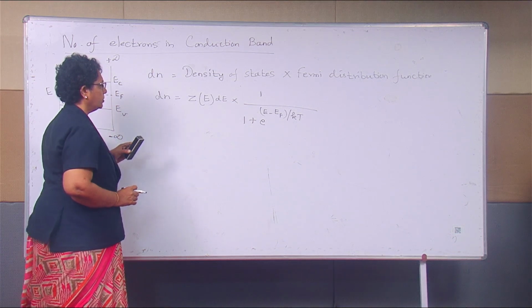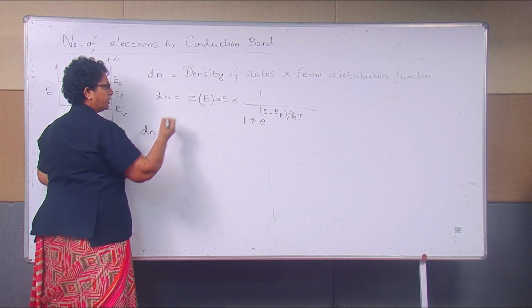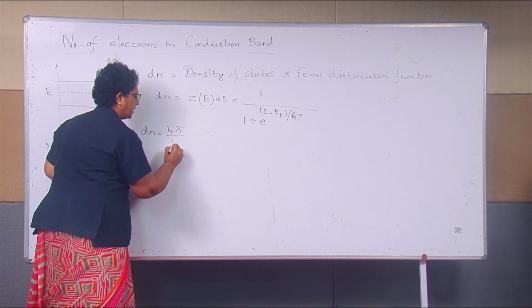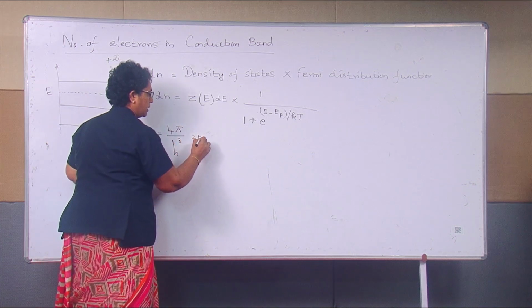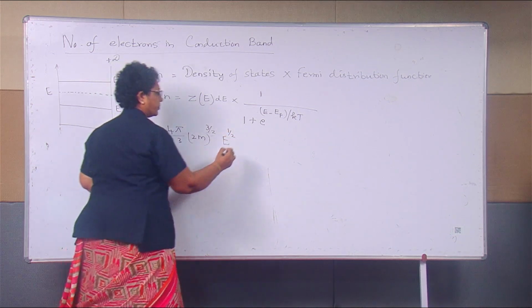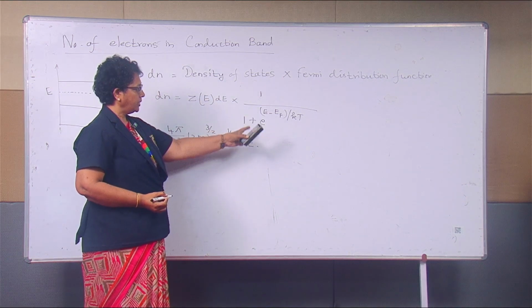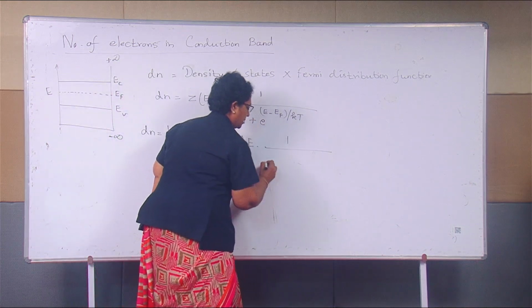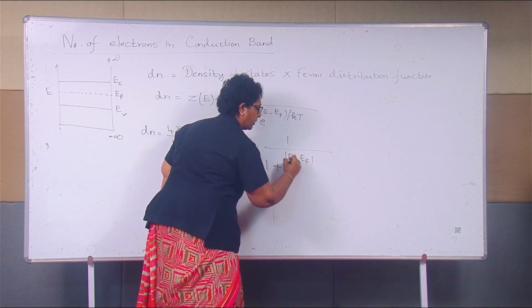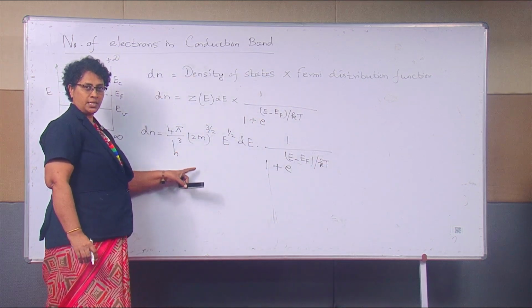Now we are going to substitute the corresponding expressions. dN is equal to the density of states, for which in the previous session we have seen the expression: 4 pi by h cube into (2m) to the power 3 by 2 into E to the power of half into dE. And the Fermi distribution function is as such: 1 by 1 plus e to the power of (E minus EF) by kT. This will be the general expression.